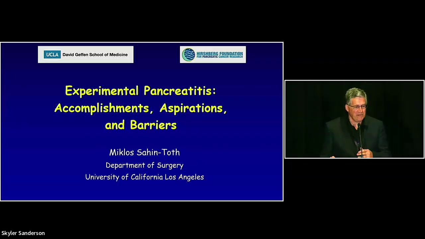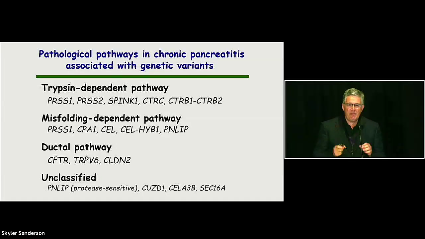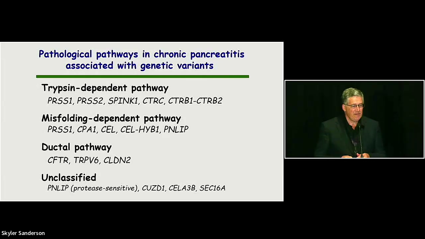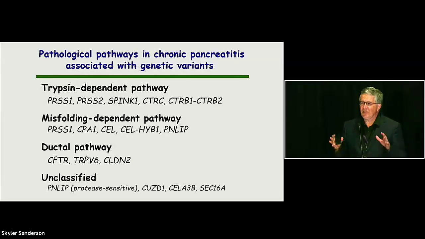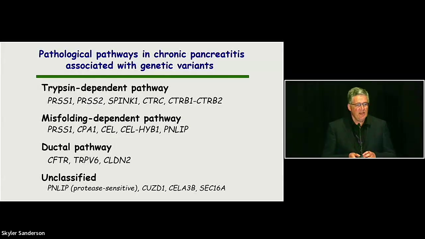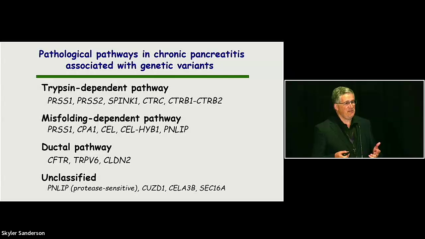So I'm going to talk mostly about accomplishments, and a little bit about aspirations. I will focus on genetic models. I'm trying to plug these models so people start using them in their research. Human pancreatitis genetics is really complicated, so we organized the different genes and variants identified over the years into pathological pathways. The two pathways I'm going to focus on today are the trypsin-dependent pathway, which is clinically the most commonly identified, and the misfolding-dependent pathway, which is very interesting.